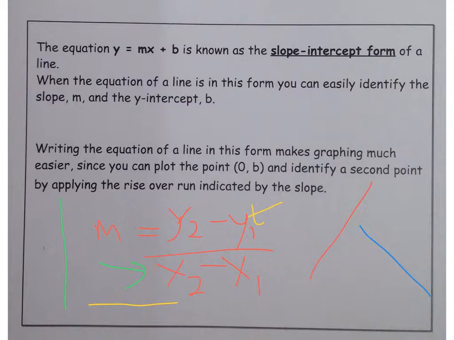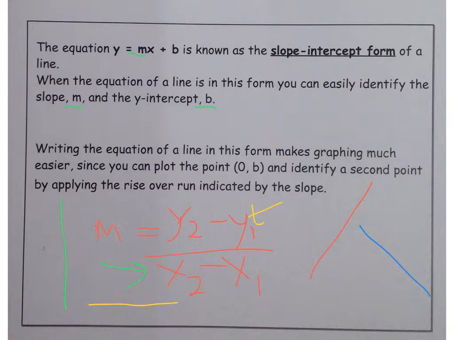So just to make sure that's clear, m is the slope part of the equation. The equation y equals mx plus b is known as slope-intercept form of a line, where the equation of a line in this form can be easily identified by the slope m and the y-intercept b.